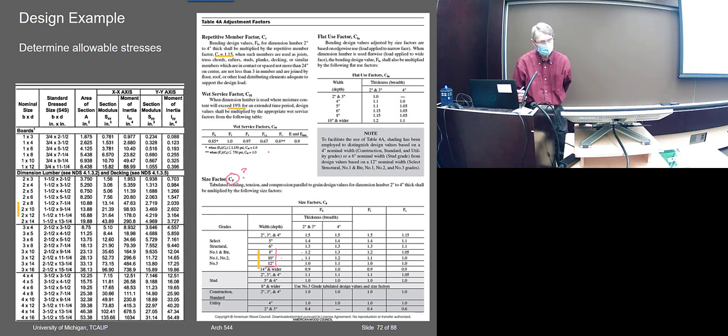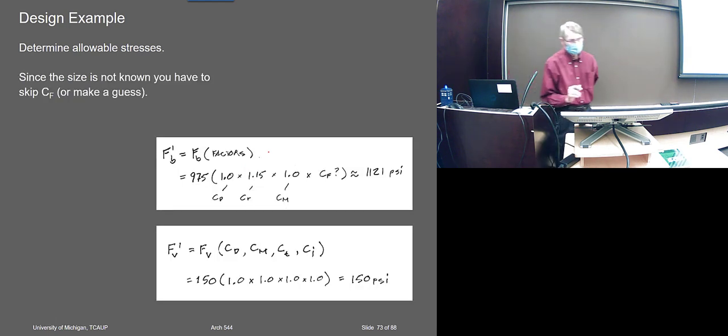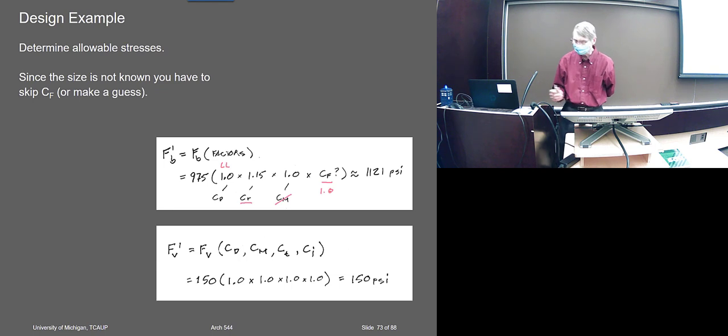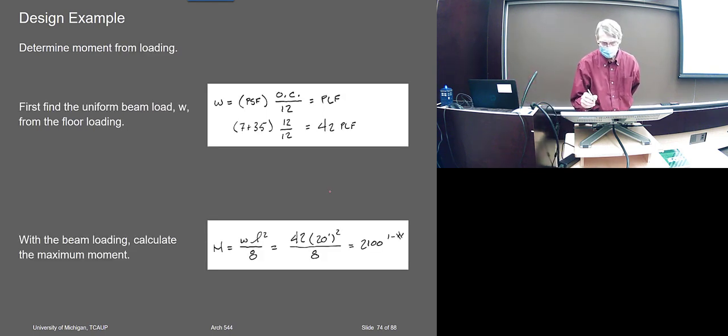The other ones you would know. So we know this was from the live load. This is repetitive. This is the moisture content. There was no moisture. And this is the one that we don't know. Here it looks like I'm just assuming 1.0, but like I said, you could maybe make a better guess.